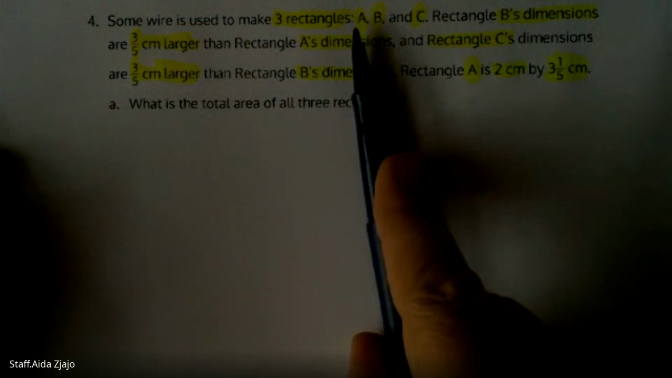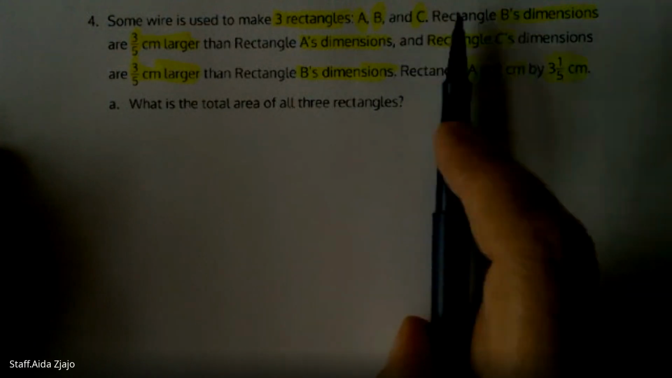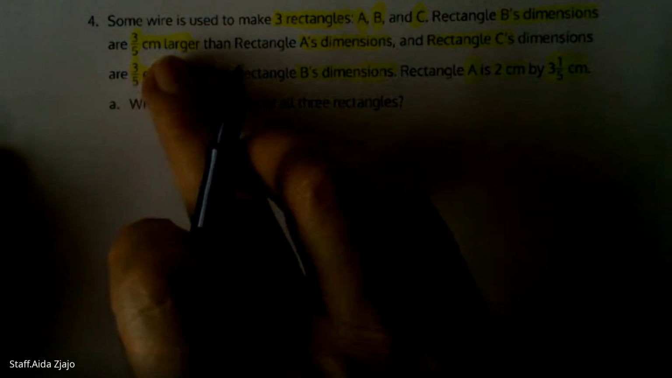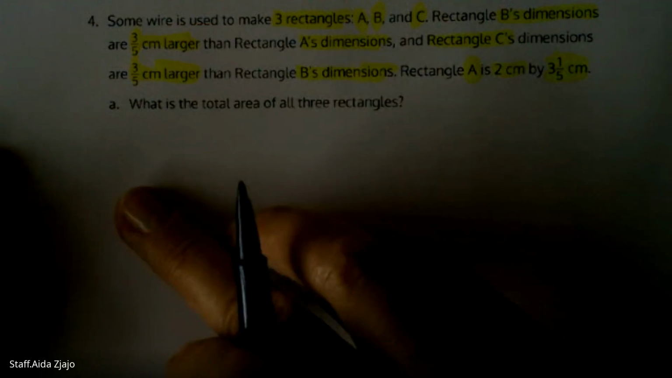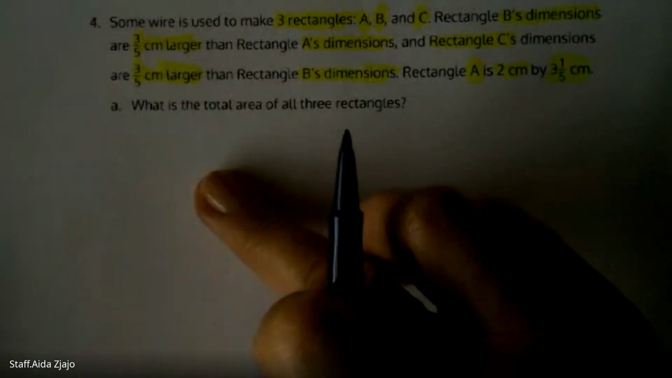So let's see. Some wires are made to make 3 rectangles, A, B, and C. B is larger than A by 3/5, and C is larger than B. So that logic tells you that A is the smallest, B is a little bit bigger, and then C is the largest.